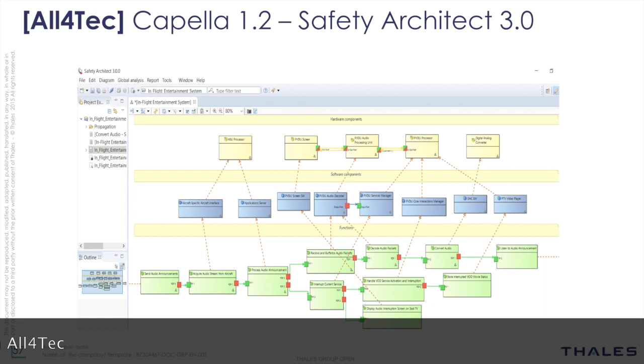In Safety Architect, we can see the mapping. So in yellow, we have the physical component, the implementation physical component of Capella. In blue, the behavior component, and in green, the functions. But we are in Safety Architect.